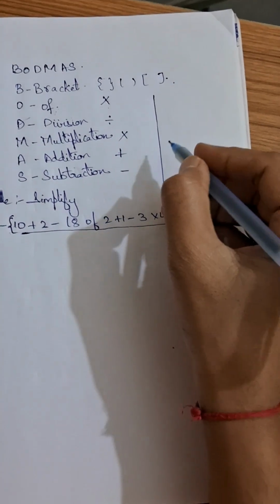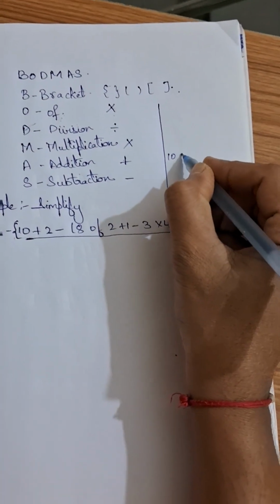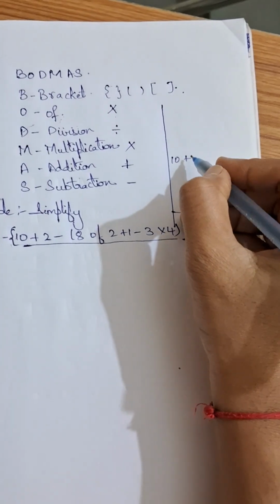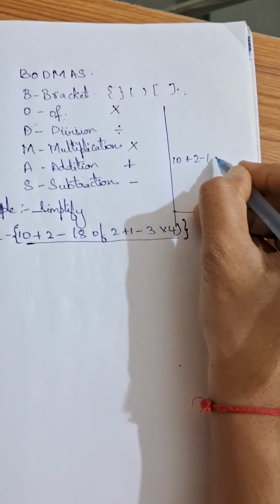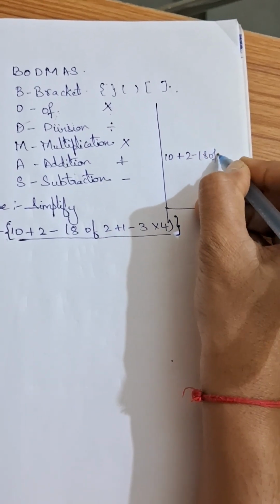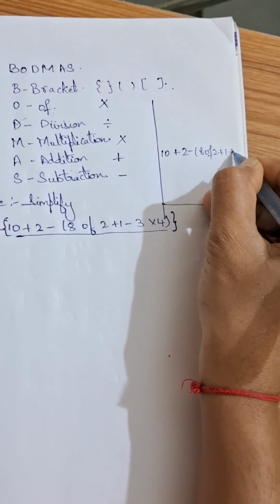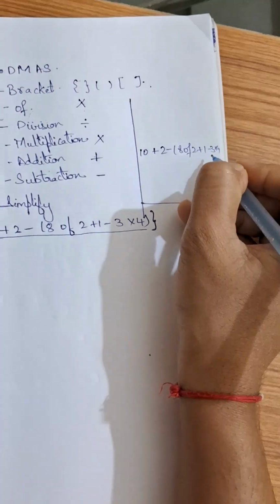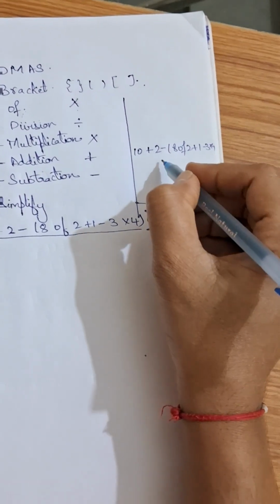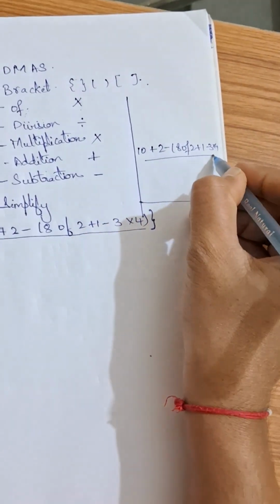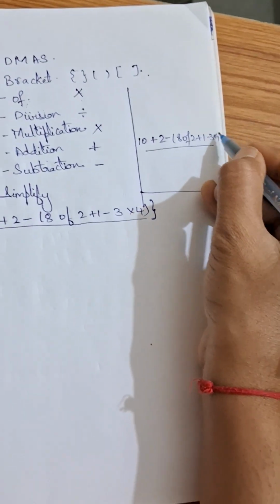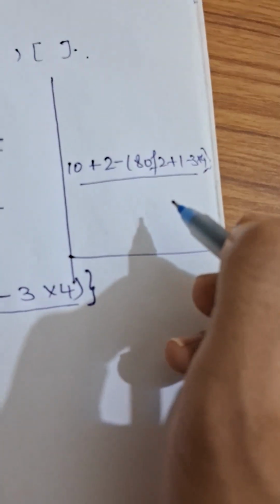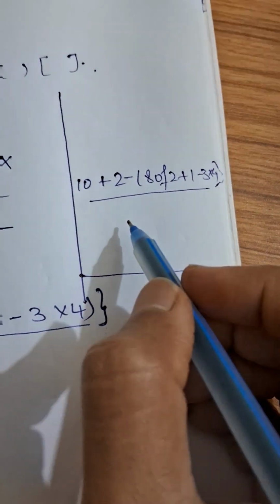So the terms which are there in the flower bracket are 10 plus 2 minus 8 of 2 plus 1 minus 3 into 4. This is the term which you have inside the flower bracket, and again after 4 you are having the parenthesis bracket. So this is the term which is present in the flower bracket.